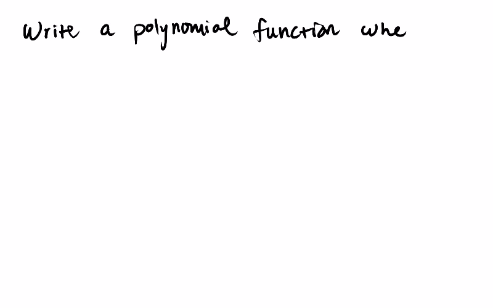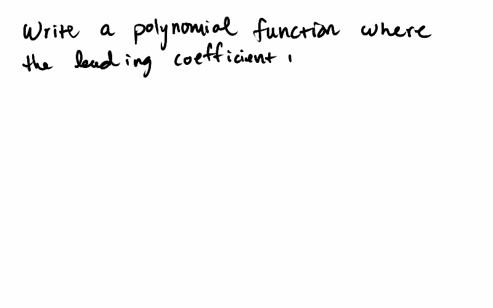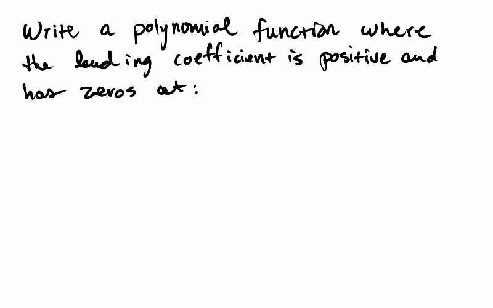So let's say that somebody said write a polynomial function where the leading coefficient is positive and has zeros at, let's go with 3, 4, and then let's say 2 with multiplicity of 2.